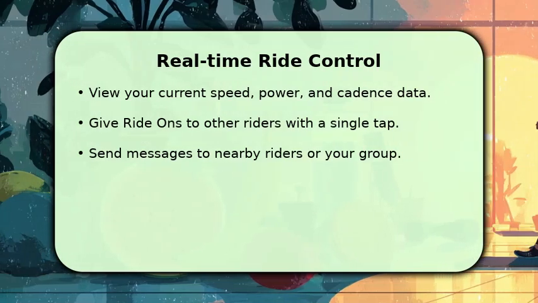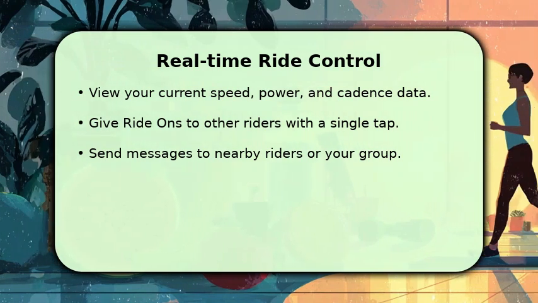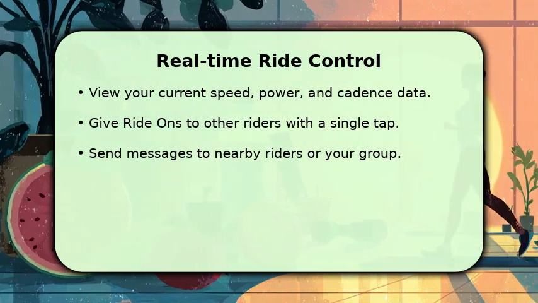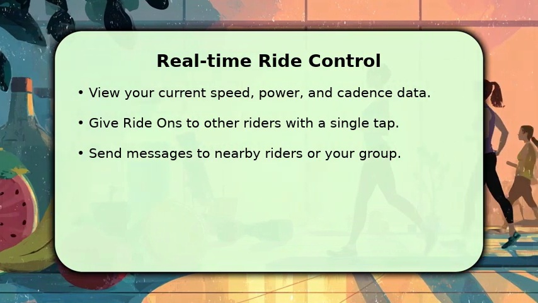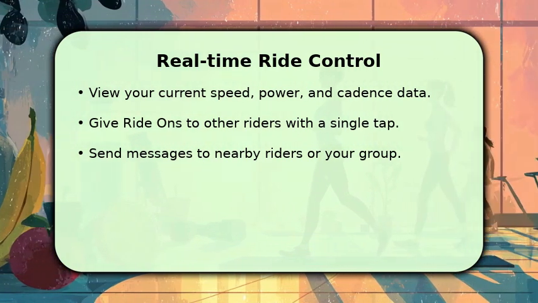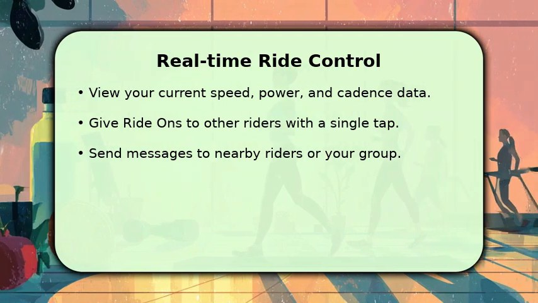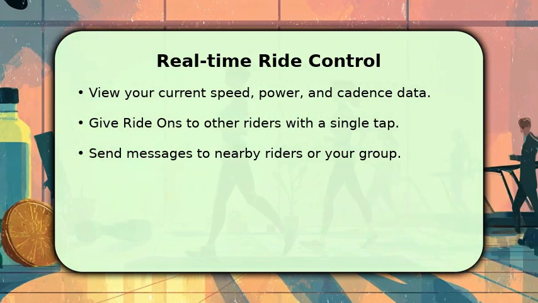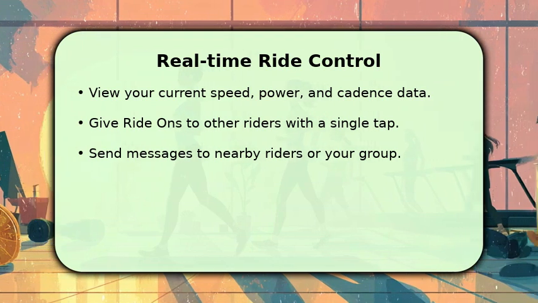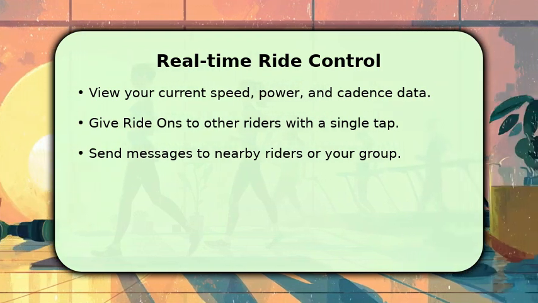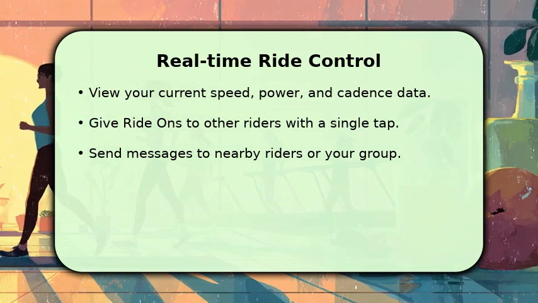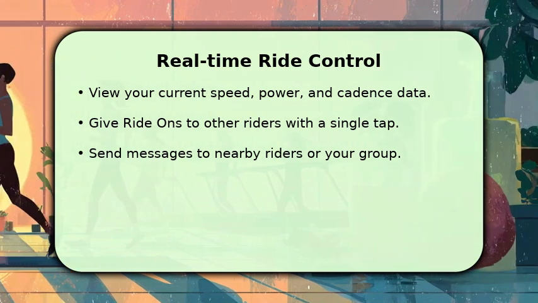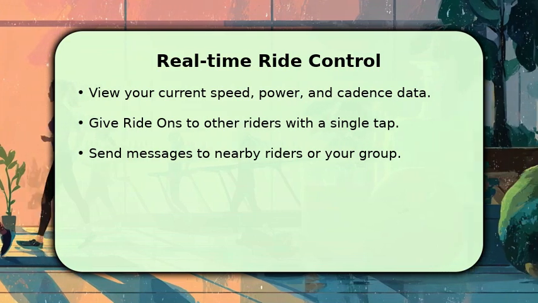Once you are riding, the Companion app transforms into your personal control center. You can instantly view crucial metrics like your current speed, power output, and cadence, all in real time. With a simple tap, send a motivating ride on to fellow cyclists, or engage in conversations by sending messages to nearby riders or your group. You can even steer your avatar or deploy strategic power-ups, giving you a significant advantage during your virtual journey.